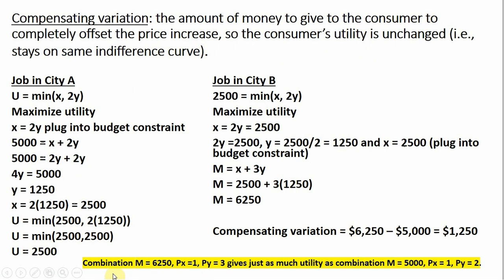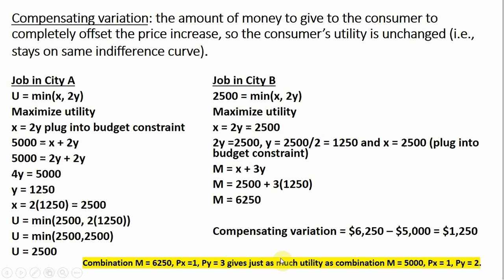Another way to think about this is that the combination of income of $6,250, a price of good X of $1, and a price of good Y of $3 gives just as much utility as a combination of income of $5,000, but at the lower prices. Price of good X, $1, price of good Y, only $2.